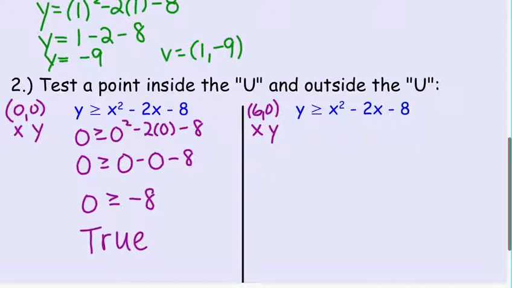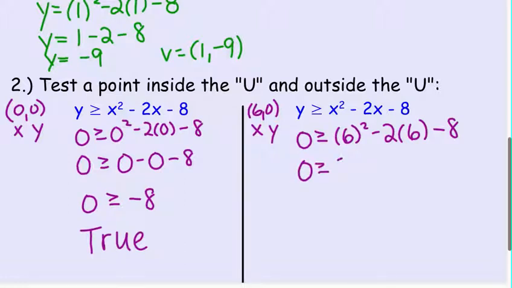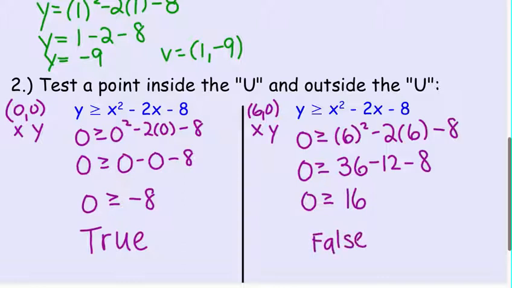Well, I'm just going to continue on to this right-hand side and make sure that this is saying it's false. So I'm going to substitute 0 in for y, 6 in for x. Now do our order of operations. 6 times 6 is 36. Negative 2 times 6 is negative 12. Now add and subtract. In this case, we're going to just subtract. 36 minus 12 is 24. 24 minus 8 is 16. Read it. Is 0 greater than or equal to 16? No, that is false. So every ordered pair outside the parabola would not be a solution.